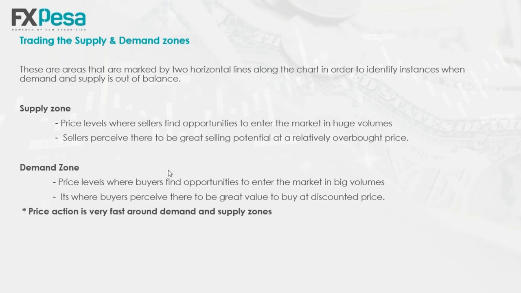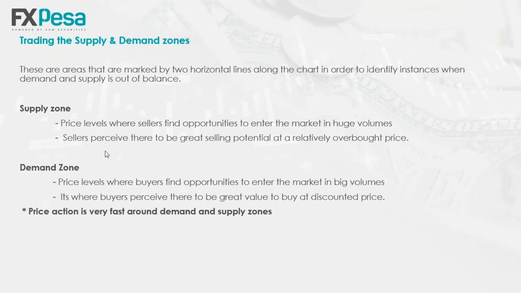So what is supply? Supply basically means price levels where sellers find opportunities to enter the market in huge volumes. So in this particular case, you'd have sellers perceiving the price to be great for them to float orders at that level, because they would consider supply zone to be a level where that asset is overbought. So by placing orders at that level, they are targeting to have a huge movement to the downside once the market begins to rally.